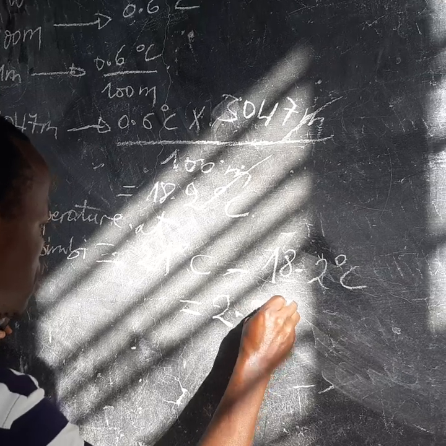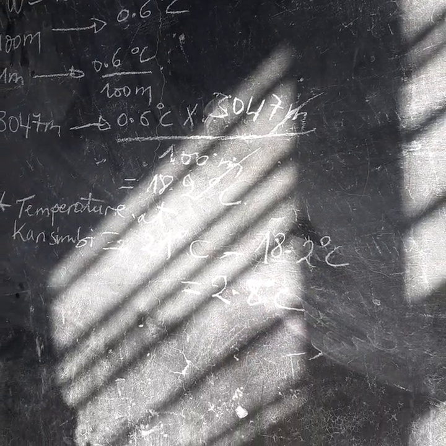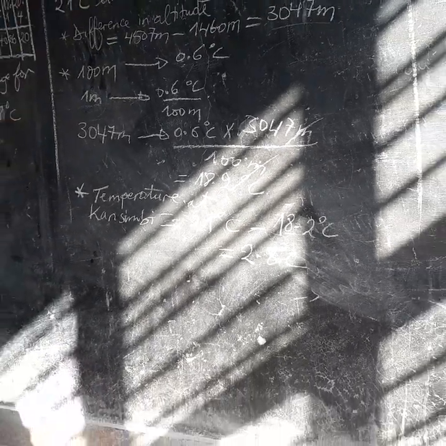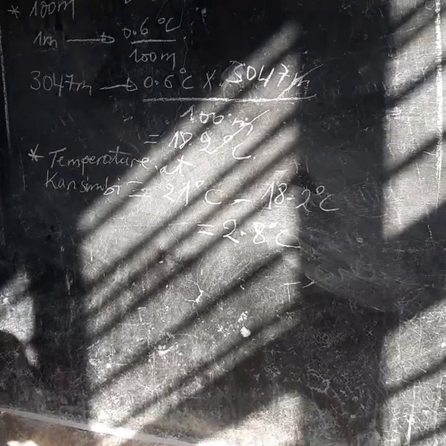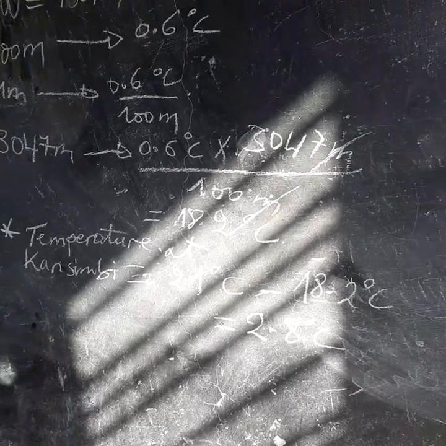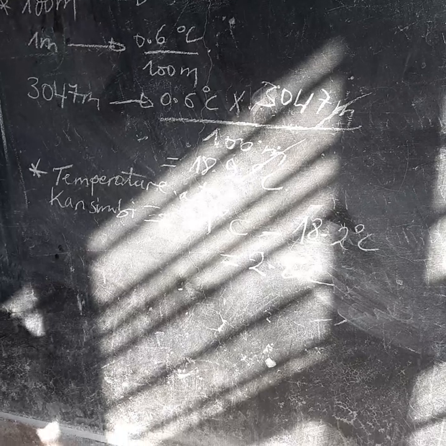Which means at Karisimbi the temperature will be lower than that of Gisenyi, because Gisenyi is at a low altitude. That's why it has the highest temperature. Since Karisimbi is at the highest altitude, it will experience the lowest temperature.